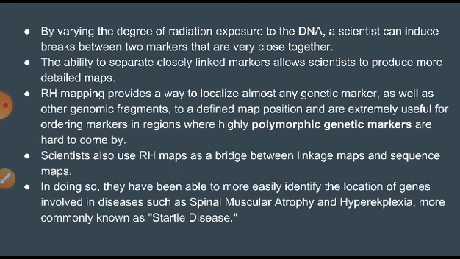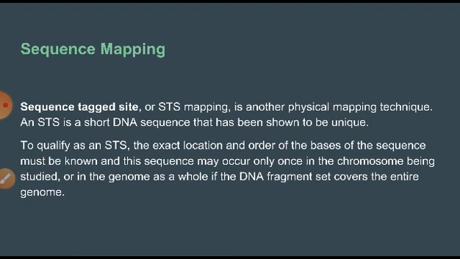Scientists also use RH maps as a bridge between linkage maps and sequence maps. In doing so, they have been able to more easily identify the location of genes involved in diseases such as spinal muscular atrophy and hyperekplexia, commonly known as Startle disease.